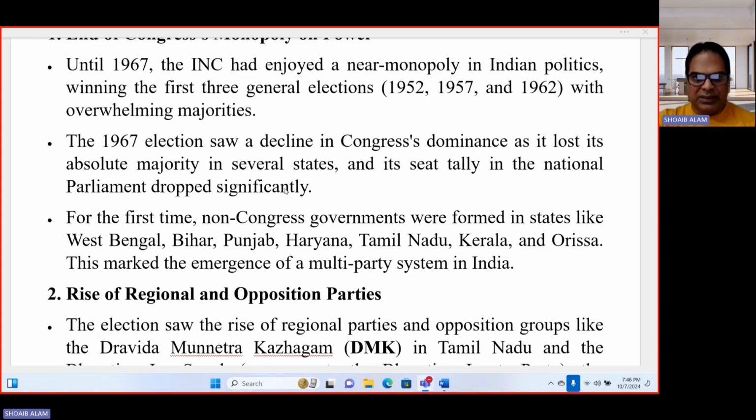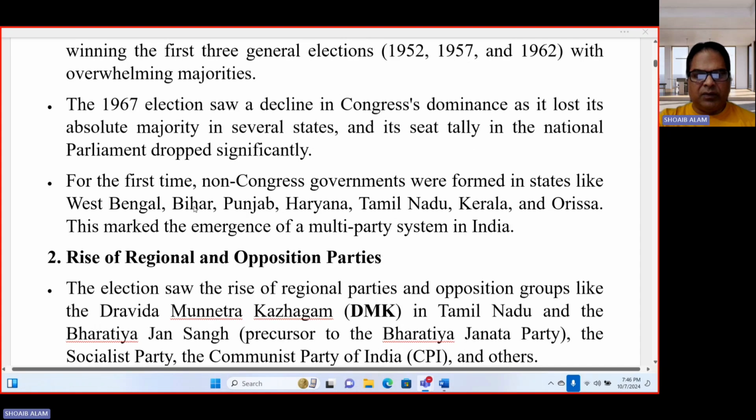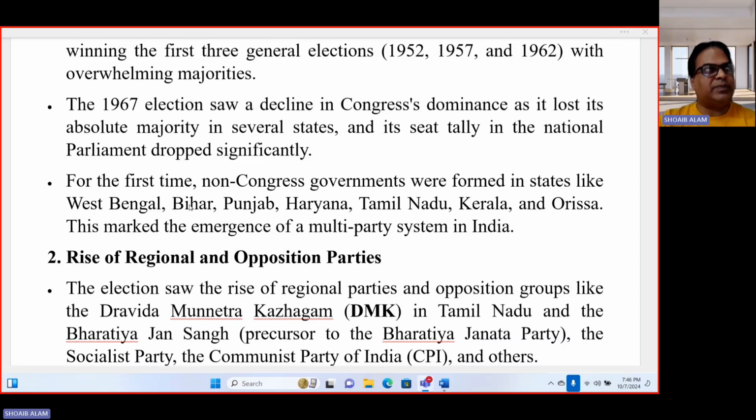As well as in other states. That means for the first time, non-Congress governments were formed in many of the states like West Bengal, Bihar, Punjab, Haryana, Tamil Nadu, Kerala, Odisha. So this marked the emergence of a multi-party system in India. That means in 1967 we saw many parties coming up, raising their heads to come to power.